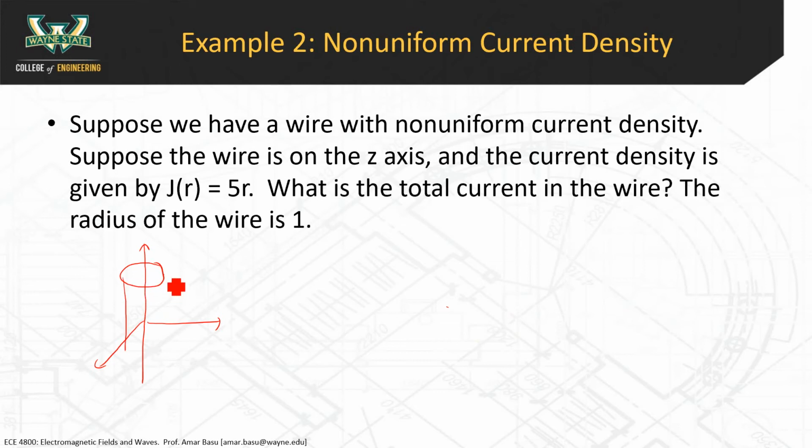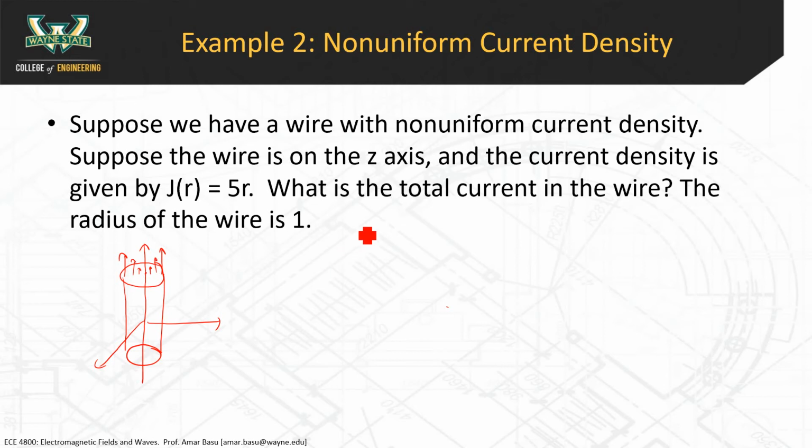And this example is the one that I was telling you about earlier, that your current density might actually be larger on the outer parts than on the inner part. So in this example, J of R is equal to 5 times R. So the current density in the middle is actually 0, but the current density on the outside is largest. Right? So the current density in the middle of the wire is small, and on the outside of the wire it is large. It's a function of R. So in this case, what is the total current in the wire? The radius of the wire is 1.